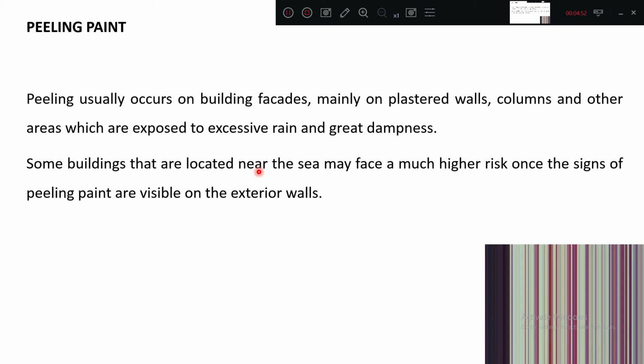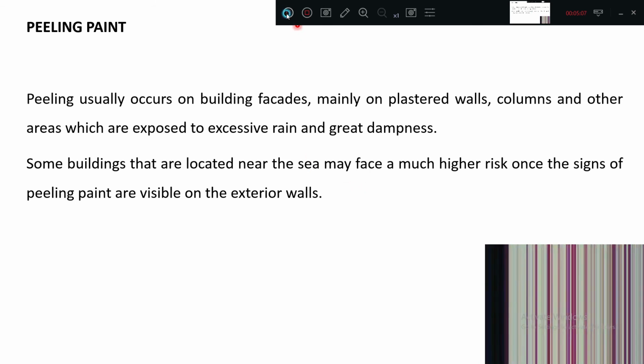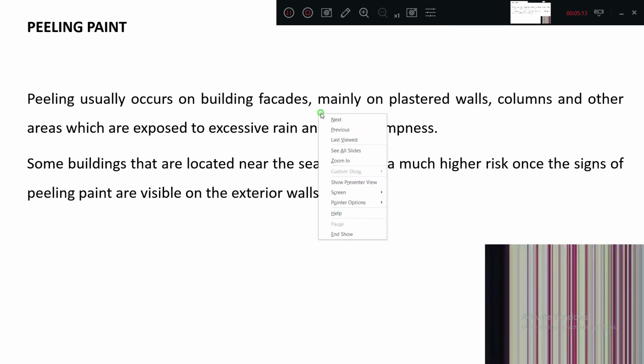Some buildings that are located near the sea may face a much higher risk once the signs of peeling paints are visible on the exterior. Because seawater is saline in nature, the moisture will carry the salt particles. So the buildings in the coastal area always have more peeling problem in the paints. Okay.